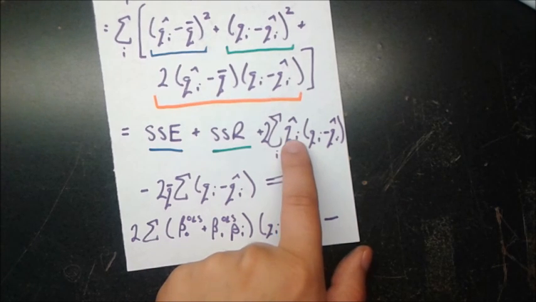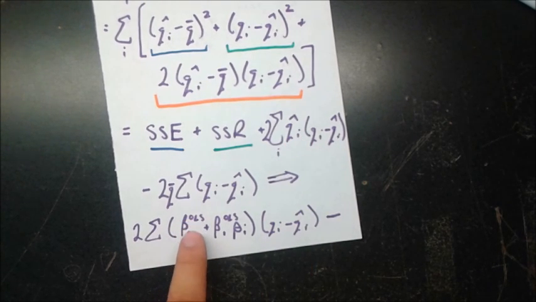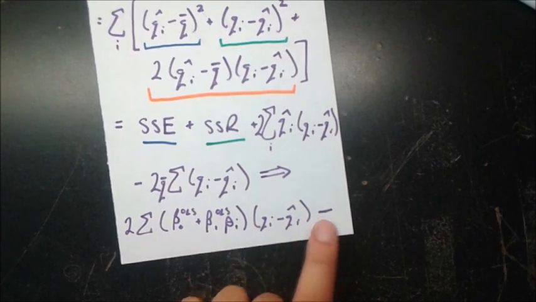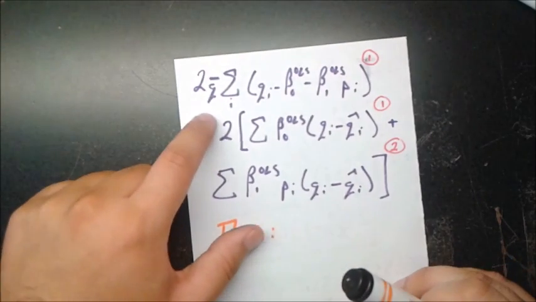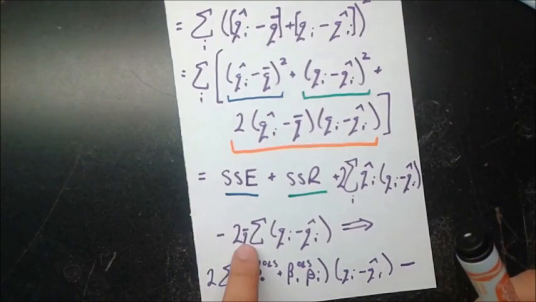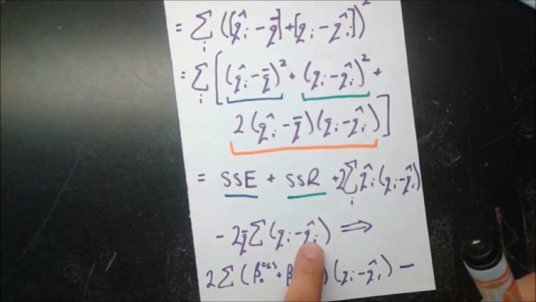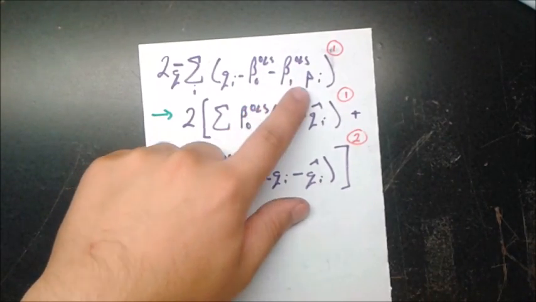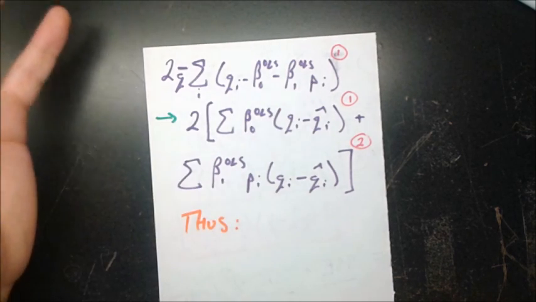And this q_i predicted, we have a formula for it now, right? It's beta naught OLS plus beta 1 OLS p sub i. And we have this bit right here. Minus this thing right here. And this thing right here we can write as 2 q bar, because the q bar is out here. And again, we have a formula for this q sub i predicted, which is beta naught OLS plus beta 1 OLS p sub i. Now, why are those things equal to 0?